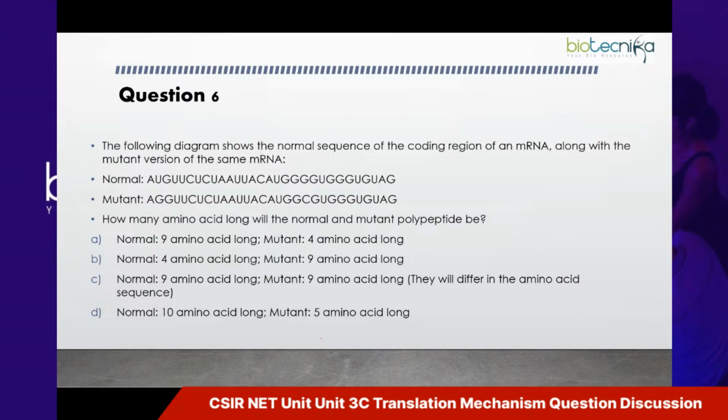Okay, moving on to the next question. The following diagram shows the normal sequence of the coding region of an mRNA along with the mutant version of the same mRNA. How many amino acids long will the normal and the mutant polypeptide be?